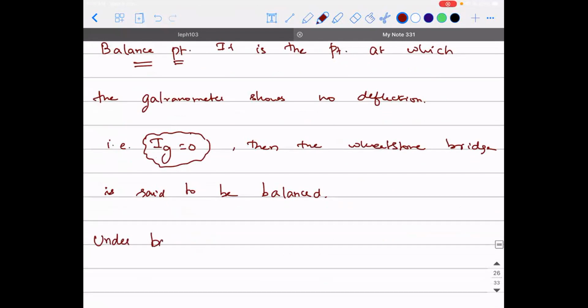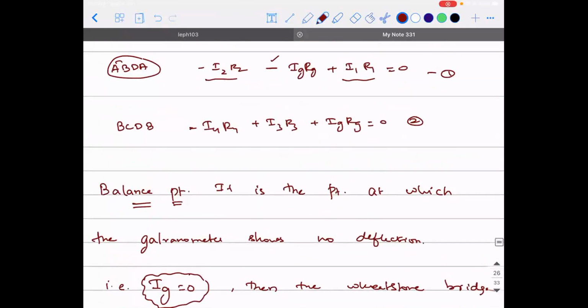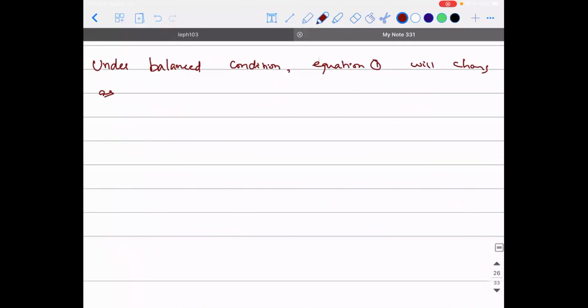So under balance condition, when IG is 0, then I will write it like this. Under balanced condition, equation 1 will change as. So what will happen to equation 1? Equation 1 will change as I2 into R2 is equal to I1 into R1. Accepted? I2 into R2 will be equal to I1 into R1. Let this be equation number 3.